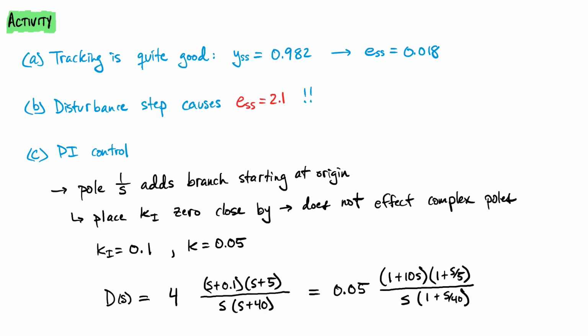Just to summarize what we've seen in this activity, we took a look at the steady state tracking error and we saw that it was actually pretty good. So we achieve a value that's very close to 1 here. So just a pretty small steady state error using that lead compensator. When we took a look though at a step in the disturbance, we saw a pretty significant steady state tracking error. So the output became 2.1.